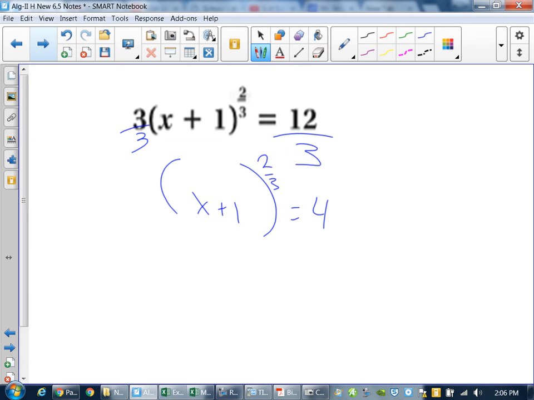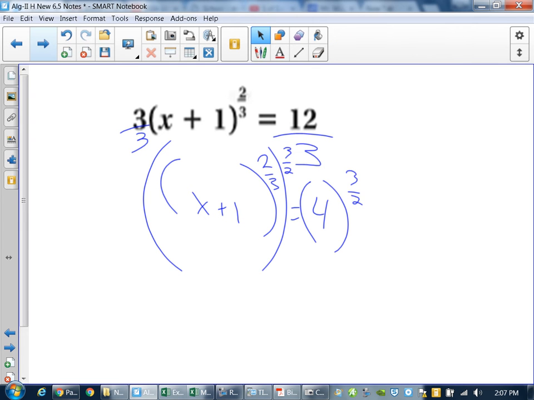Now remember, that exponent is a fractional exponent. We need to get that exponent to turn into a 1. So I have to multiply it by something that creates an exponent of 1. What's the reciprocal of 2/3? 3/2. So what I do is I 3/2 it.